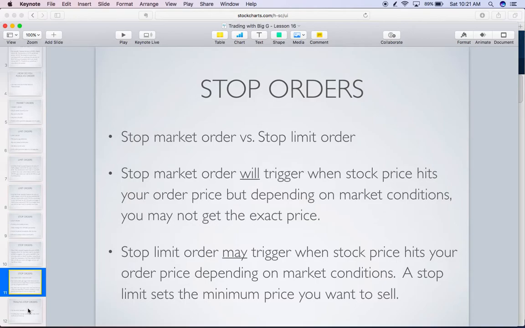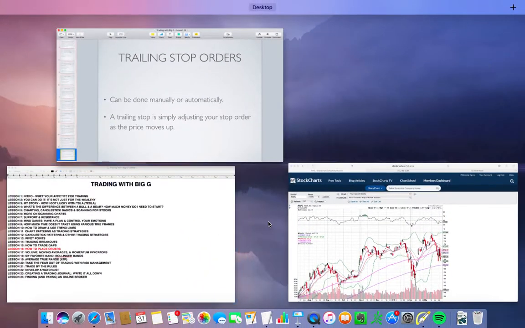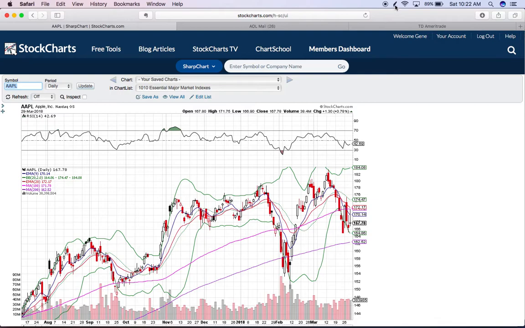There's one other type of stop order, and that's called a trailing stop. And these can be done manually or automatically. A trailing stop is simply adjusting your stop order as the price moves up. So if you go back to the Apple chart, and let's say you buy down here somewhere, and you had your original stop down here, and the price is going up, and as it goes up, you're going to move your stop from here to, say, right around here. And the price keeps going up, you're going to move your stop up here.